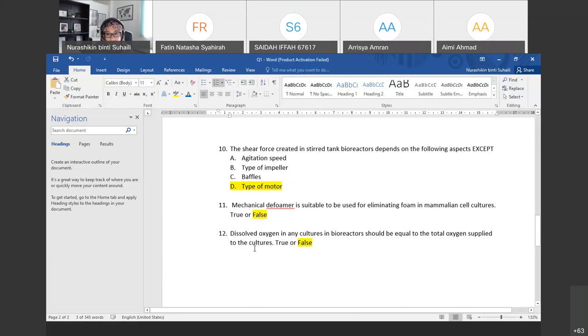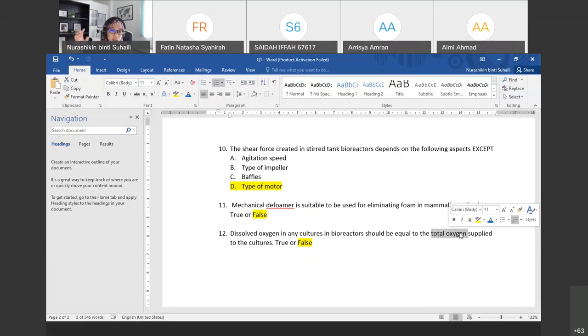So now, dissolved oxygen and total oxygen are different. Total oxygen is the amount of oxygen that's supplied. But dissolved oxygen is the oxygen that is dissolved in the liquid, in the culture. Because when we are talking about cultures here, we are talking about liquid cultures. So dissolved oxygen is oxygen that is dissolved in the liquid.